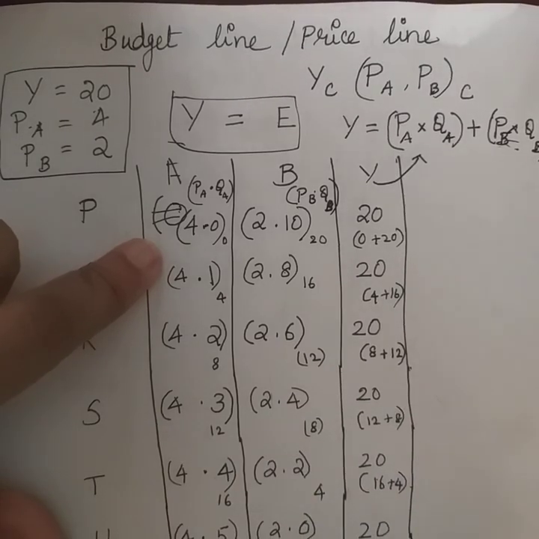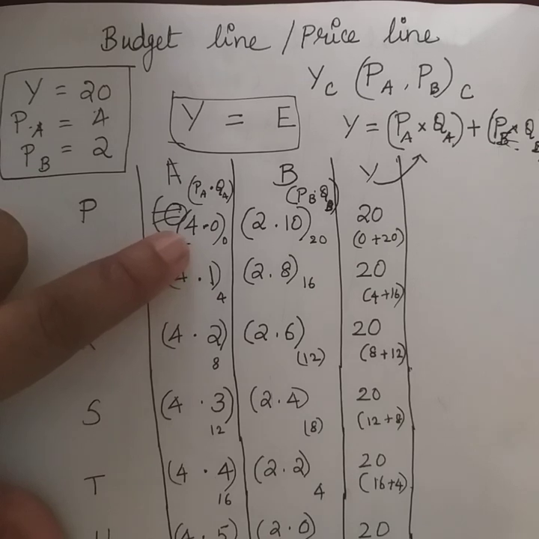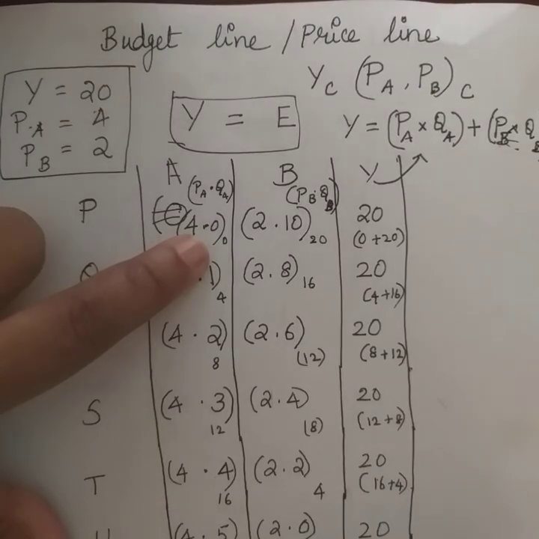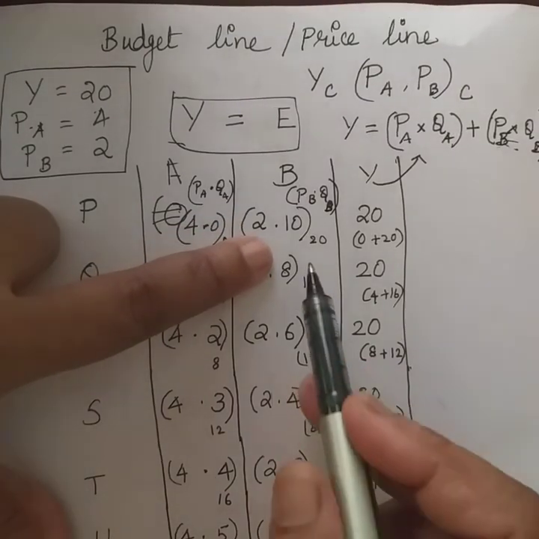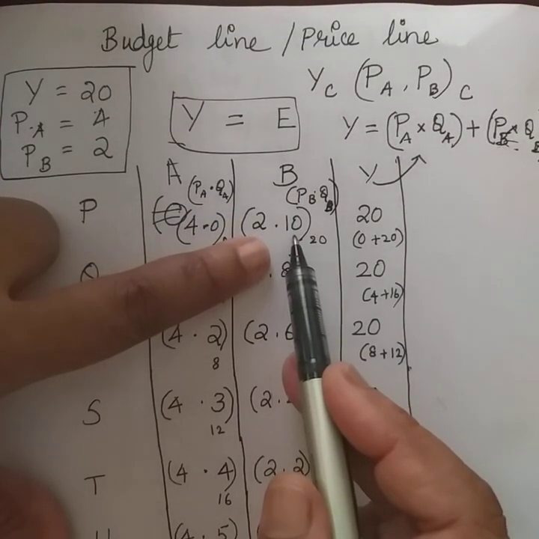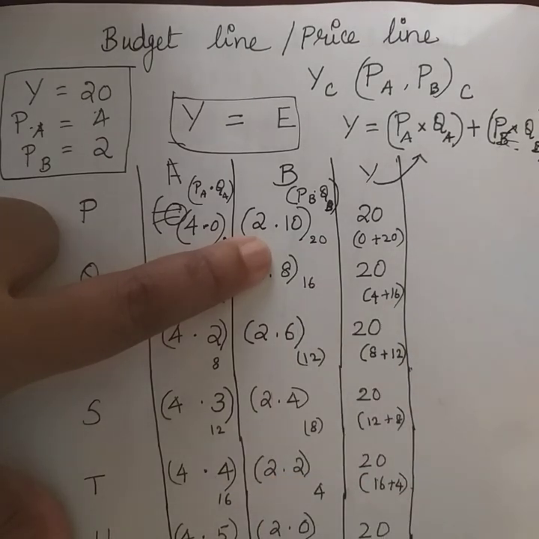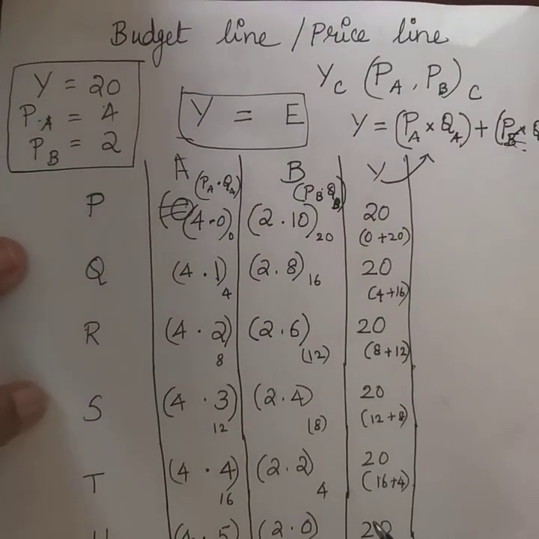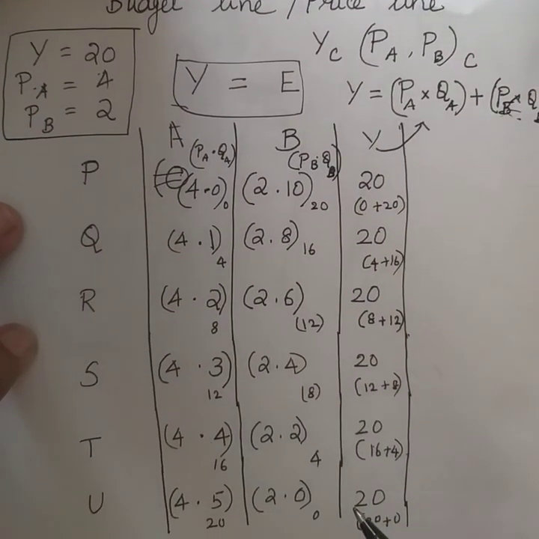So these are the two extreme cases: nothing of apple, and nothing of bananas. That means 10 units of bananas or commodity B, and 5 of apples or commodity A. That is an extreme combination. So in between, P, Q, R, S, T, U, these are the combinations.